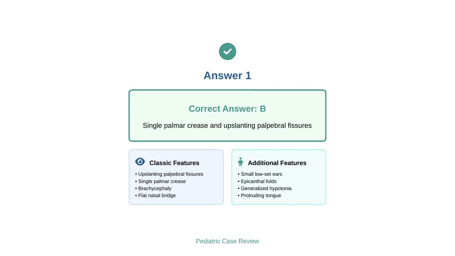Down syndrome presents with characteristic dysmorphic features, including upslanting palpebral fissures and single palmar crease, also called simian crease. Other classic findings include brachycephaly, flat nasal bridge, small low-set ears, epicanthal folds, and generalized hypotonia. These features help clinicians recognize the condition at birth, though karyotype confirmation is essential.